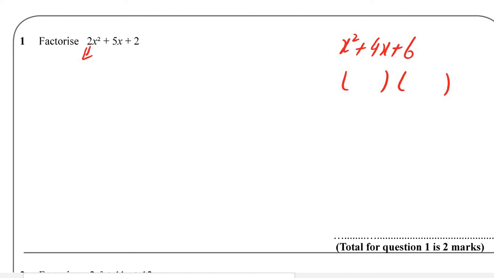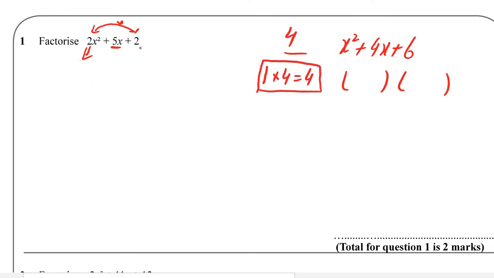First, multiply this 2 with this 2, so 2 times 2 is going to be 4. I'm going to write 4 over here. Now we need to find two numbers that multiply to give 4 and add to give 5. We start with 1: 1 times 4 is 4, and 1 plus 4 is 5, so we got our pair. This is the first step.